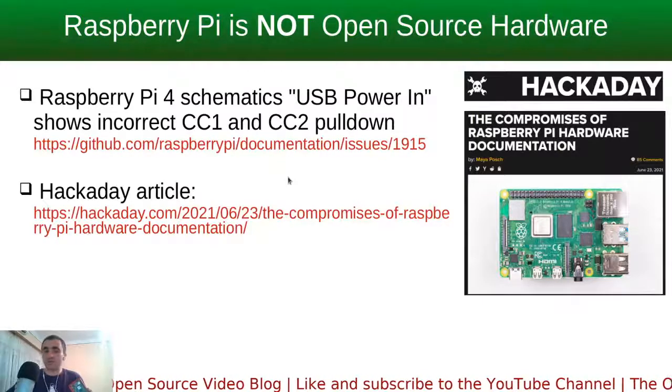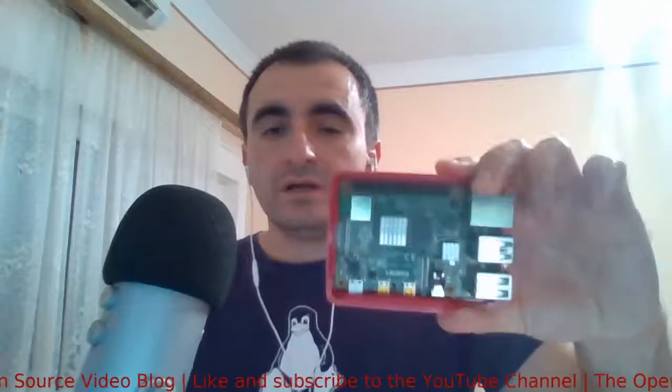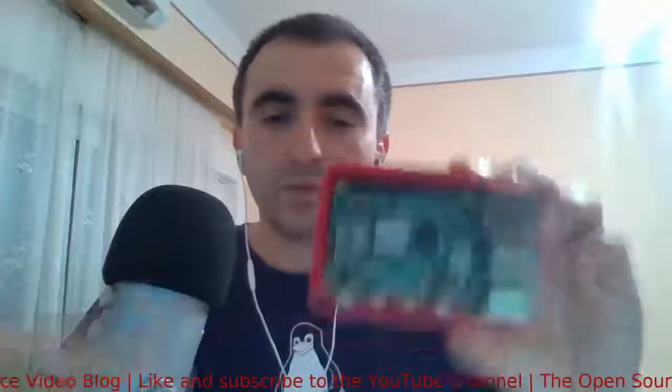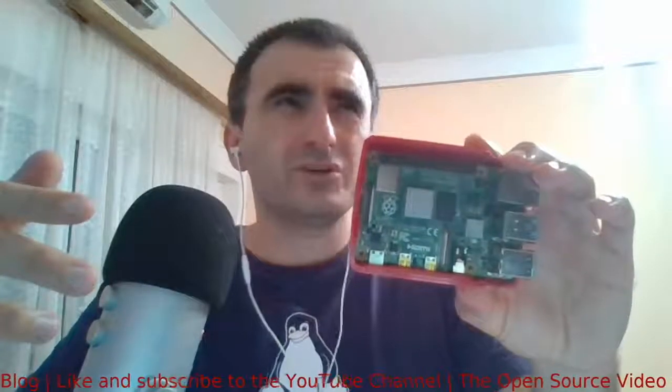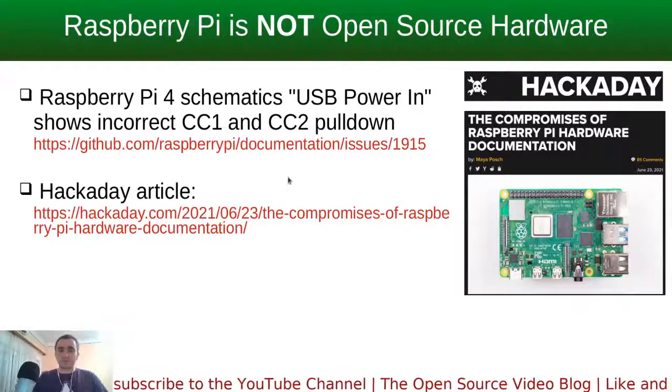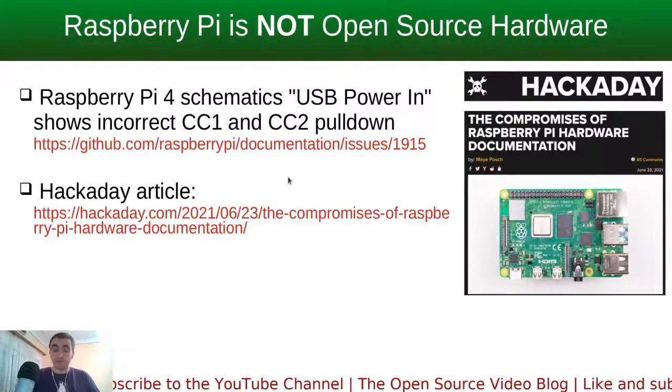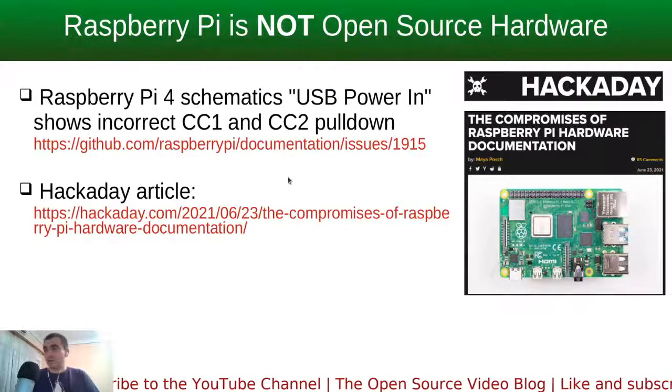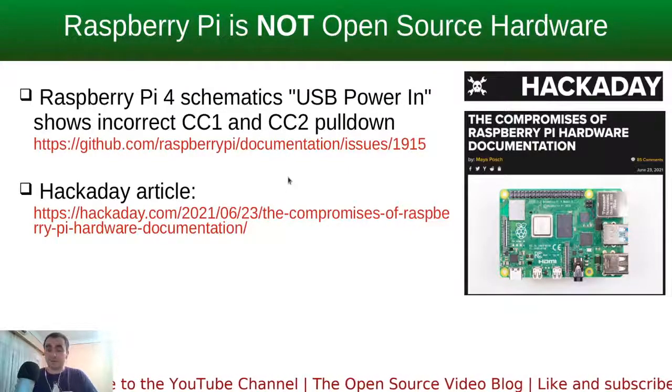Actually, I have one of the very first models which I bought, and this is a model with this problem. After that, the Raspberry Pi Foundation released version 1.2, I think, a new hardware revision which fixes this. However, the fix is not described in the documentation, and because of this, the people from the community are asking, hey, what's going on? Will you at least update the schematics?